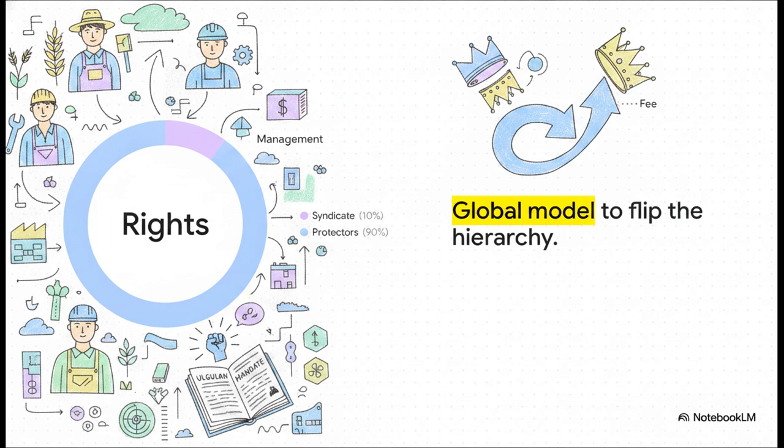So once you understand the physics of resources, you have to look at how they're actually divided up. The manifesto lays out this Ulgulan mandate, which translates to revolution, to completely flip the global hierarchy. It states that the administrative and managerial class, the top 10%, is only entitled to a management fee for their labor. The remaining 90% of rights, wealth, and decision-making power must belong to the protectors, the farmers, builders, and workers who actually generate value in society.